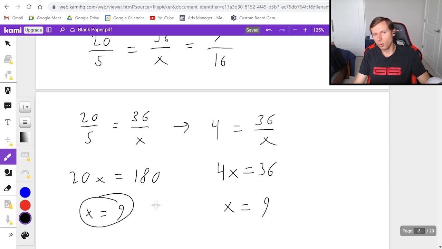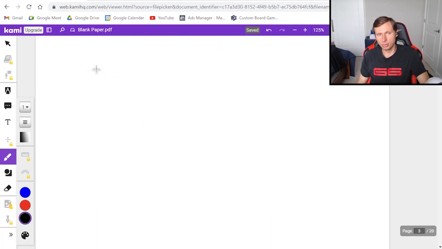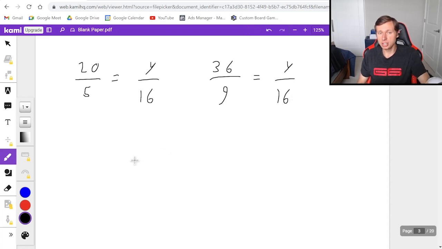Now when we want to solve for y, again, there's 2 things you can do. One is 20 over 5 equals y over 16. That's one thing. The other thing you can do is the other side, 36 over x, and now we know x is 9, equals y over 16. And honestly, you'll get the same result, so it doesn't matter which one you do. 20 over 5 is just 4 equals y over 16. Multiply both sides by 16 to eliminate it, and you'll get 4 times 16 is 64.